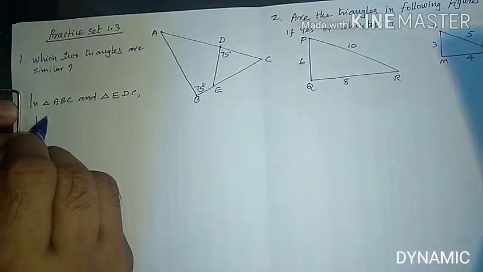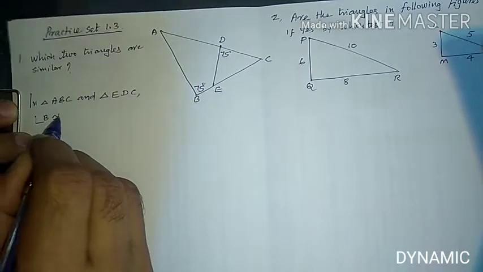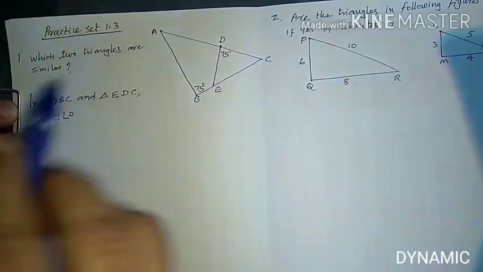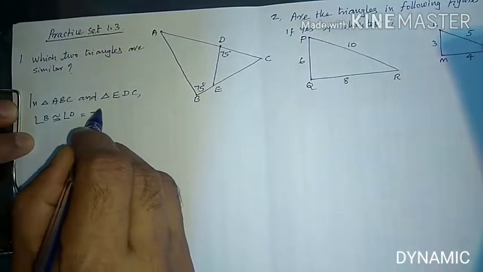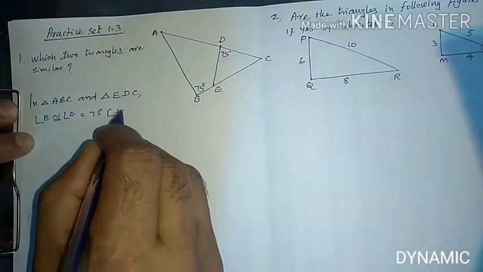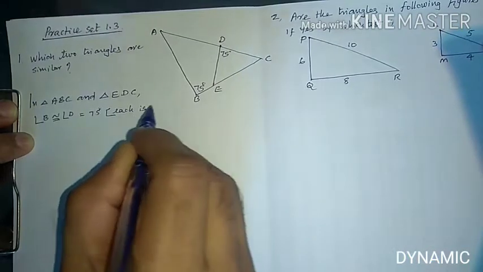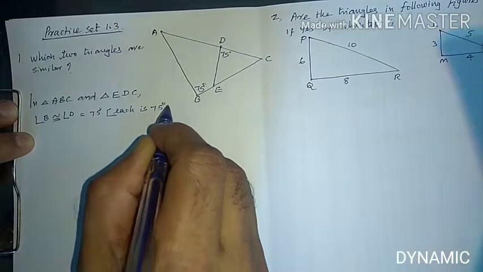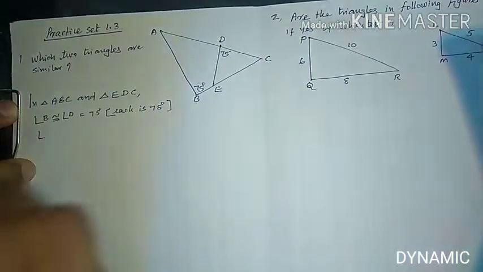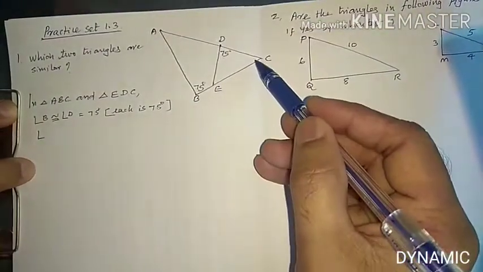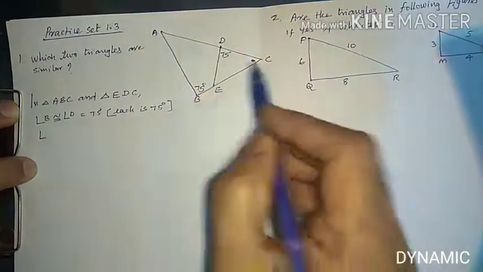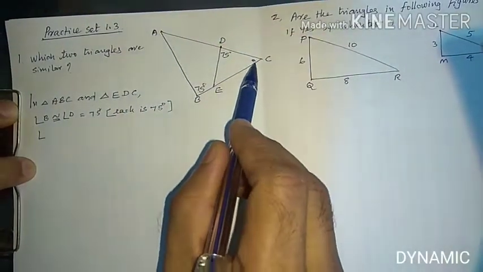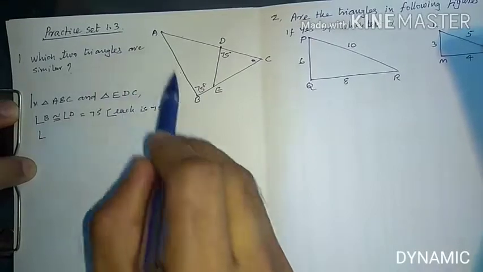Angle B is congruent to angle D, each is 75 degrees. You can give the reason: each is 75 degrees. Then one angle you can see is common, this angle C. Angle C of triangle ABC.